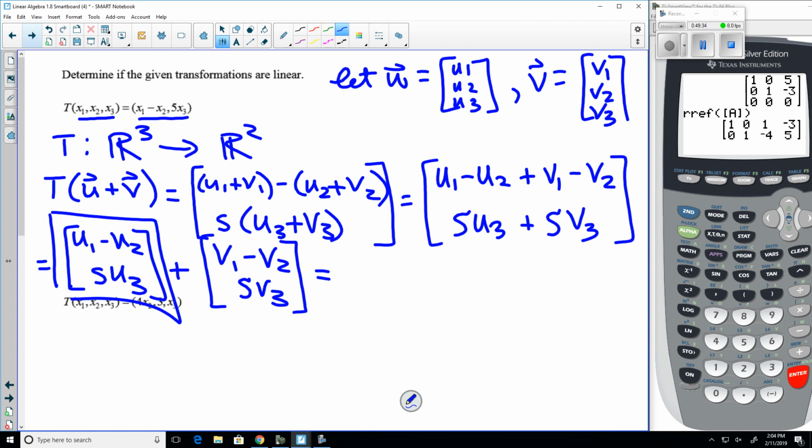Yes? What about this second one? It's transformation of v. So this is T of u plus T of v. So that's the first condition. We just proved it. You can literally plug in any u and v and it'll work because I just showed that it will work no matter what the u and v are. So that's condition 1.